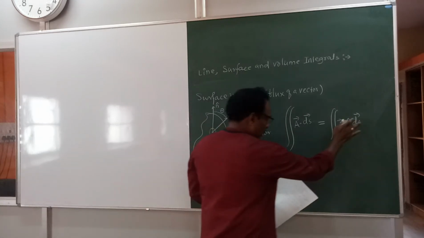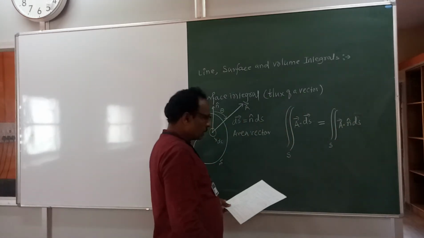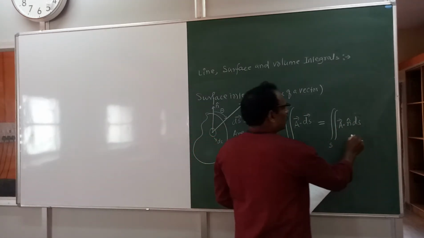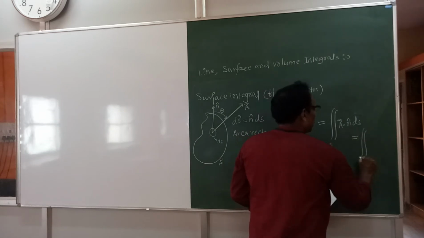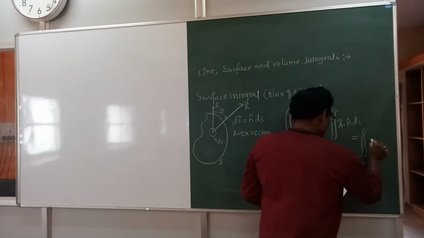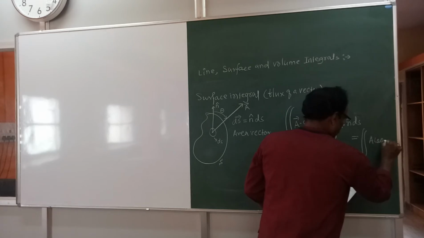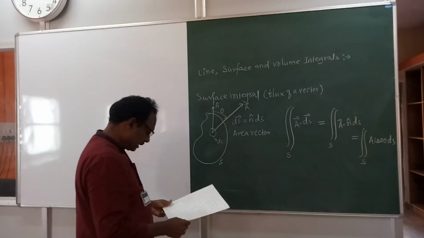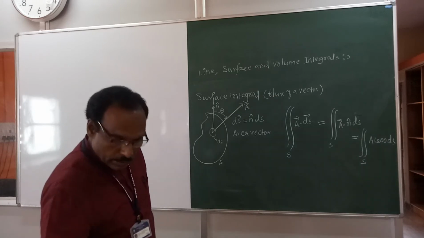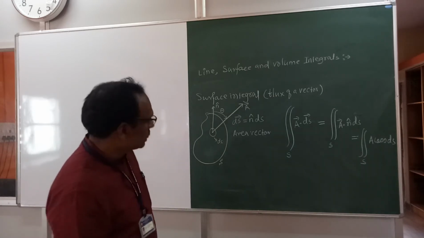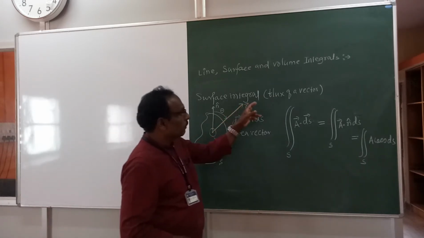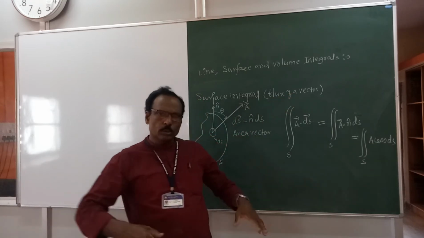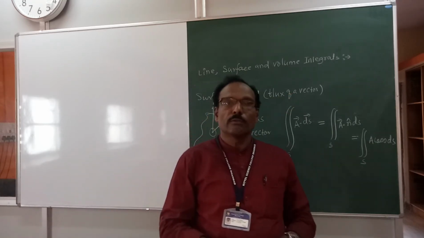N dot ds here. So this we can write as the surface integral of A cos theta ds, where theta is this and ds is this. The surface integral is defined as the flux of a vector, literally flux.